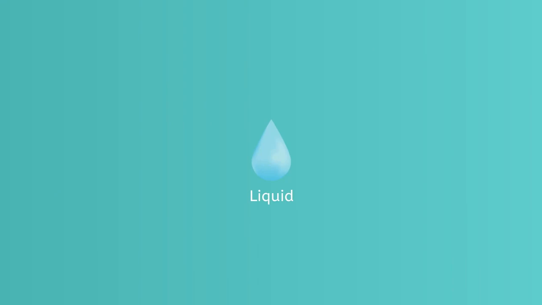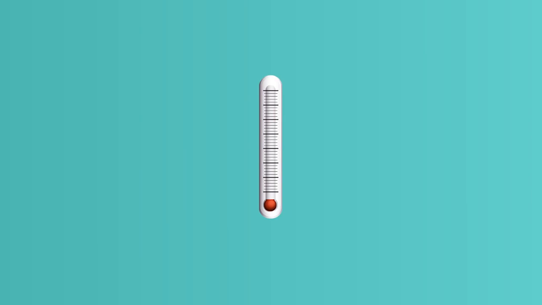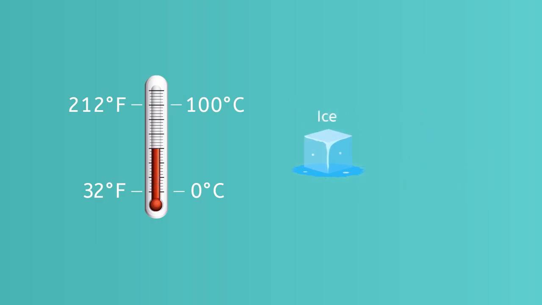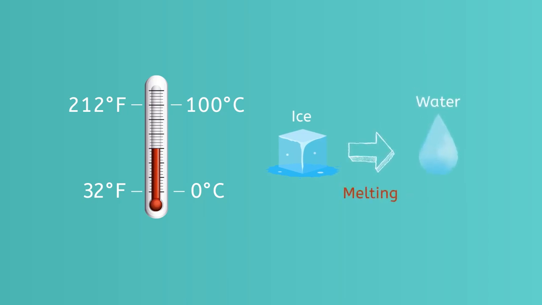Most of the time, we find water in its liquid state, the wet and fluid form of water that we are most familiar with. This is because the temperature is usually somewhere between 32 degrees Fahrenheit and 212 degrees Fahrenheit. At 32 degrees Fahrenheit, or 0 degrees Celsius, water becomes ice, a process known as freezing. When the temperature goes back above 32 degrees Fahrenheit, ice becomes liquid again, a process known as melting.